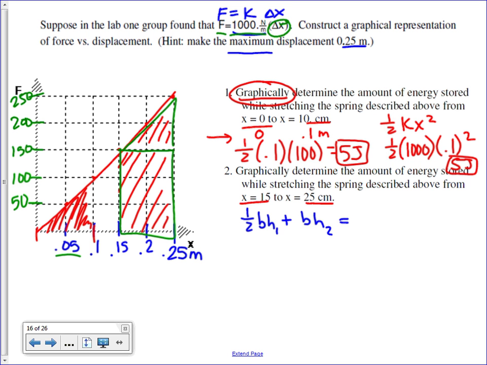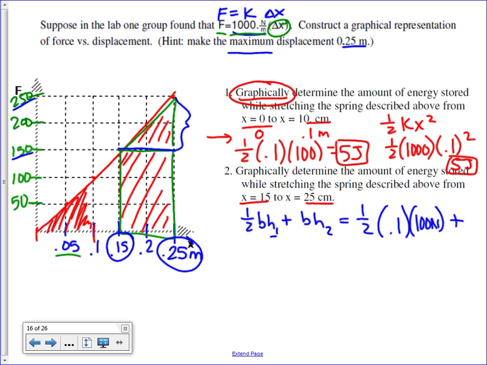Okay, let's plug in our values. First of all, 1/2. The base is from here to here. So that's 0.1, because the difference between 0.15 and 0.25 is 0.1. The height here is the height of the triangle. So the height of this triangle right here is going to be 250 minus 150, or 100 newtons. Plus, now let's do the rectangle. The rectangle base is still going to be the same as what it was for the triangle. So that's 0.1 times the height of the rectangle, which is going to be 150.